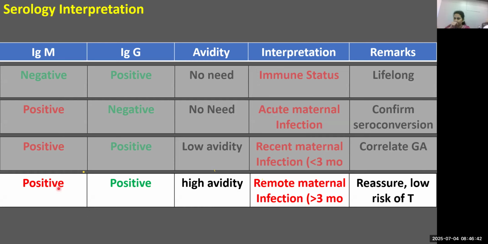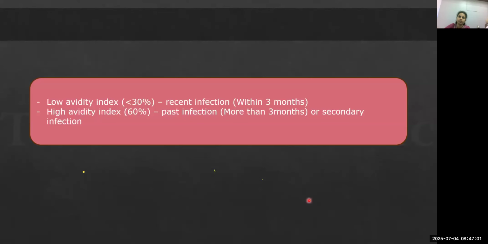So in the last scenario, where we have a positive IgM and positive IgG, we need to do an avidity test, same as the third scenario. When we have an IgG high avidity result, it means a remote maternal infection of more than 3 months. The low avidity index is less than 30%, and high avidity is more than 60%, which indicates a past infection or secondary infection.